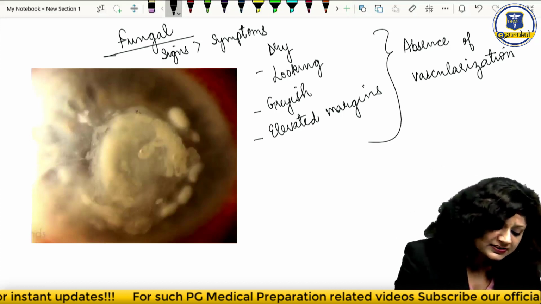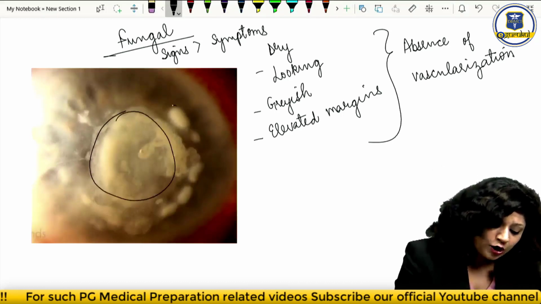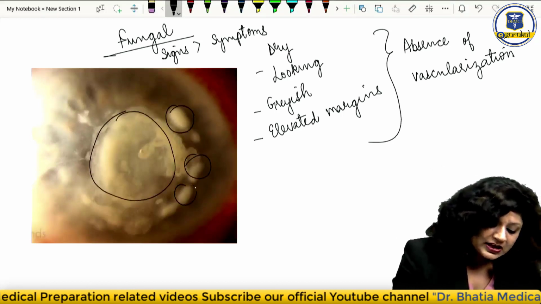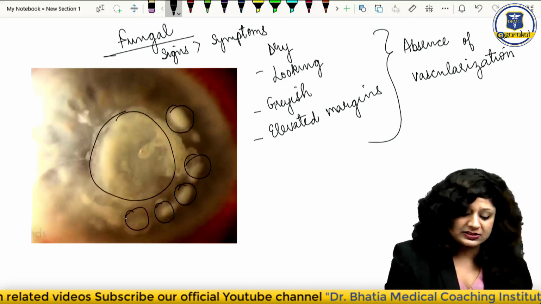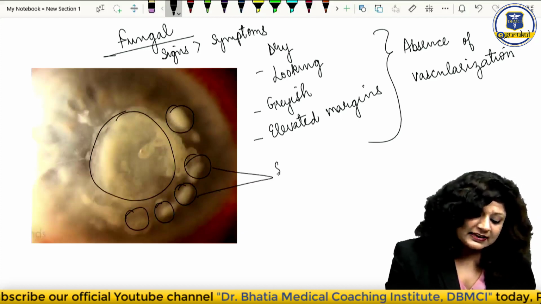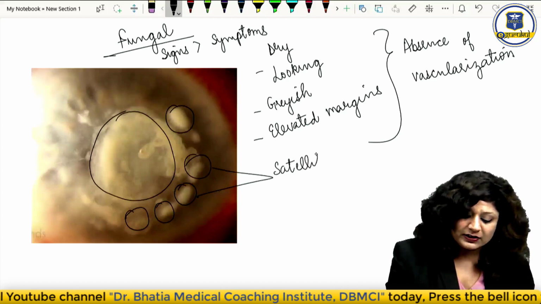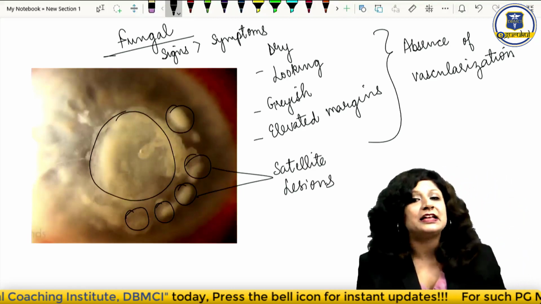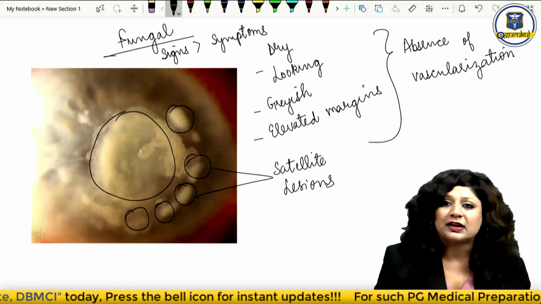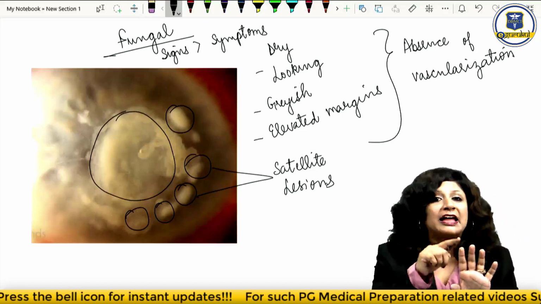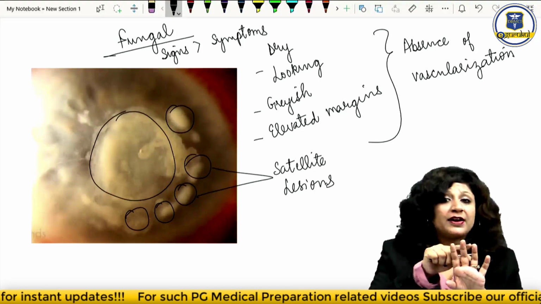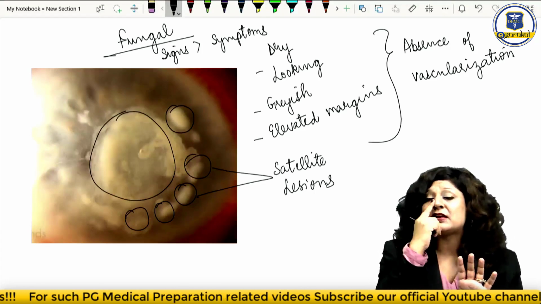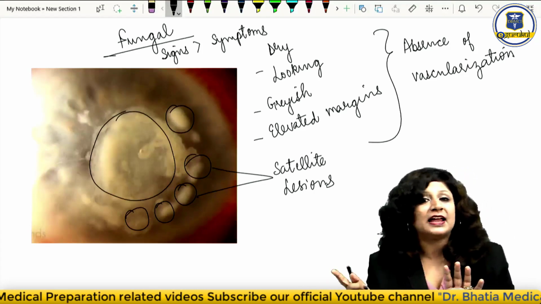All right. Now, what are the other important things? Can you see this single big ulcer along with multiple small ulcers? These multiple small ulcers are actually the satellite lesions. So, another important thing that you get here is the satellite lesions. Satellite lesions we get in cases of fungal corneal ulcer due to the hyphae, the finger-like projections. Wherever these hyphae go, they create a small lesion, that is a satellite lesion.